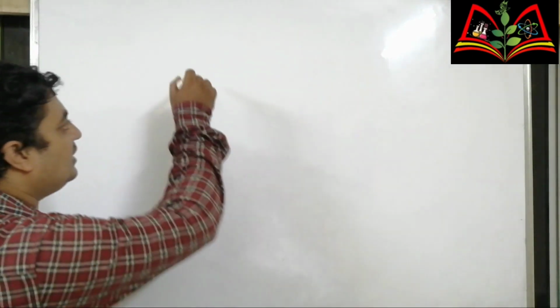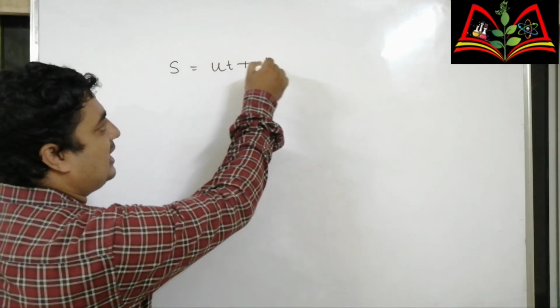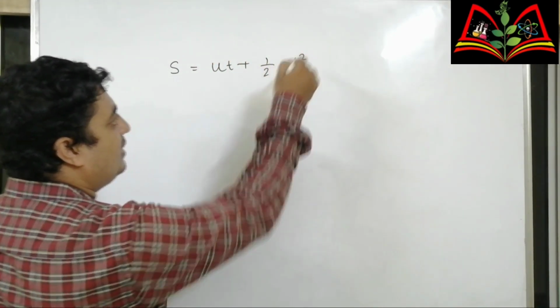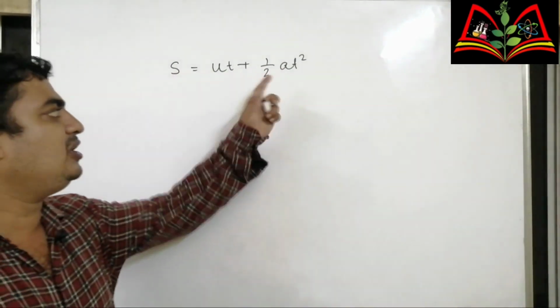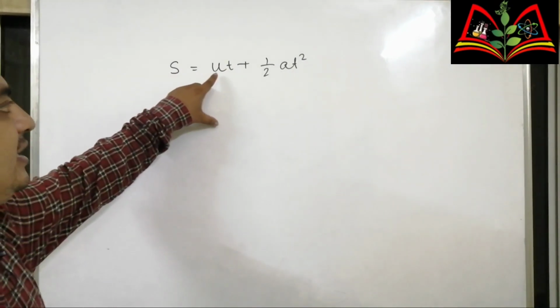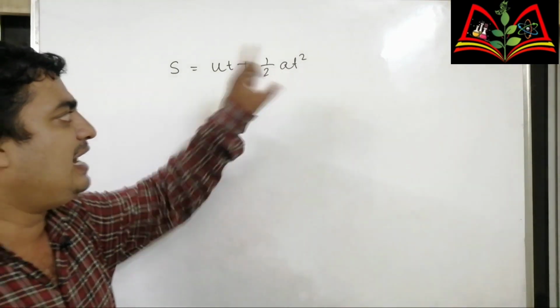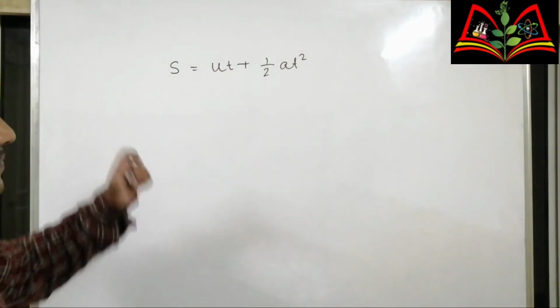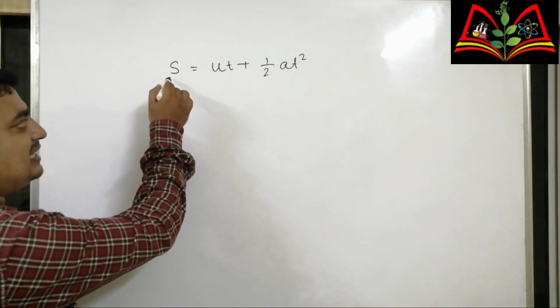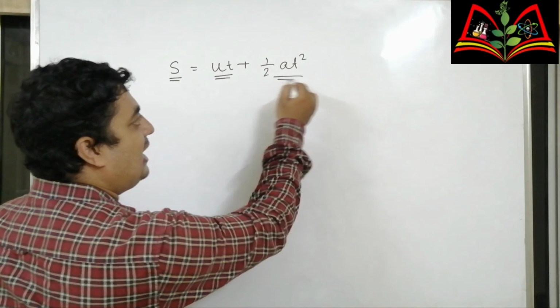For example, if we take s equals ut plus half at square. Now, here the symbols have their usual meanings. s is displacement, u is initial velocity, t is time, and a is acceleration. So, if we check, the terms are s, ut, and half at square.